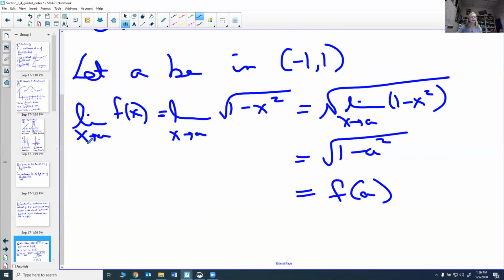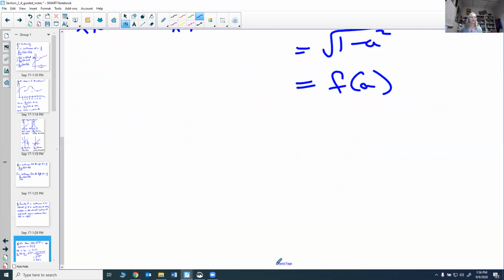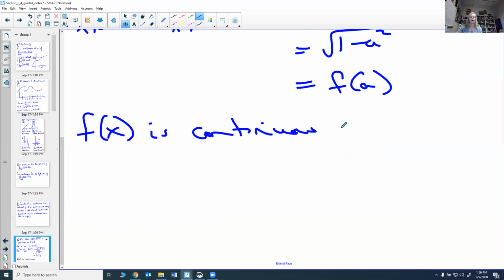So I just showed that the limit as x goes to a of f of x is in fact equal to f of a. So therefore, f is continuous on -1 to 1. So all is good. Now what we do is we have to look at the actual endpoints. So let's see what happens at those actual endpoints.